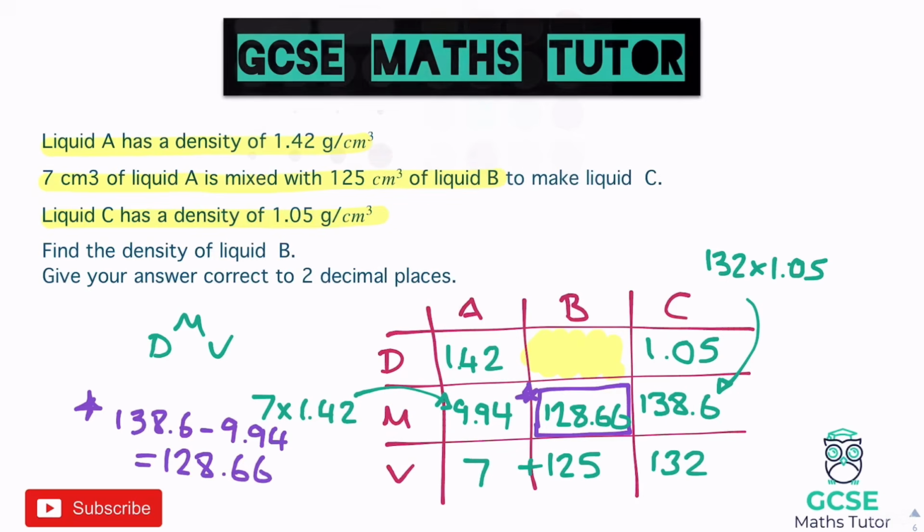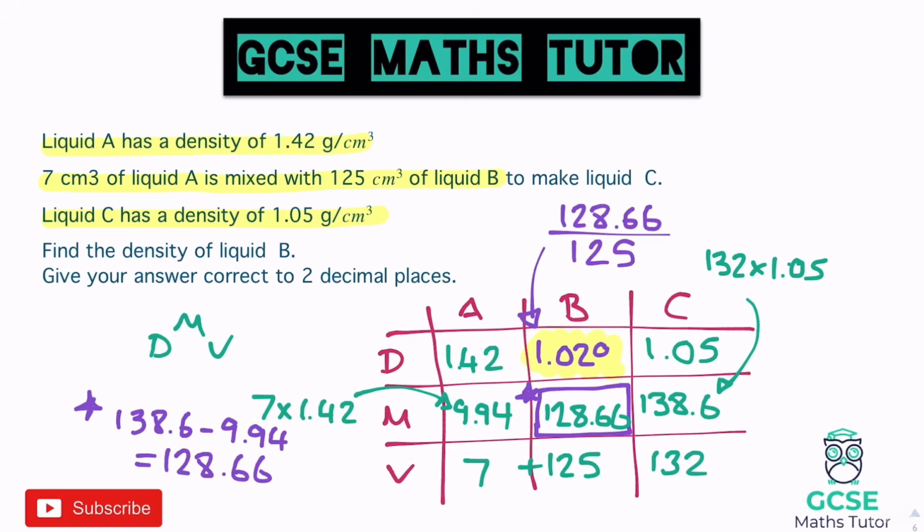We can work out our final density here. Remembering density is mass over volume again. So the mass is 128.66 that we've just worked out, and the volume is 125. So 128.66 divided by 125 gives us a density there of 1.02928. There we are, and it wants it to 2 decimal places. It's a 9 after the 2.